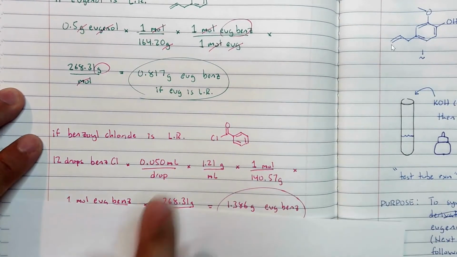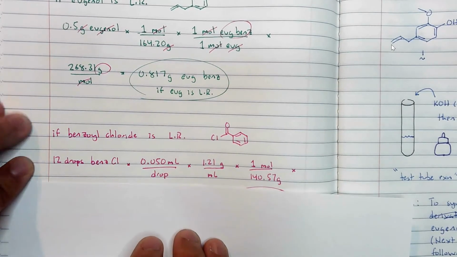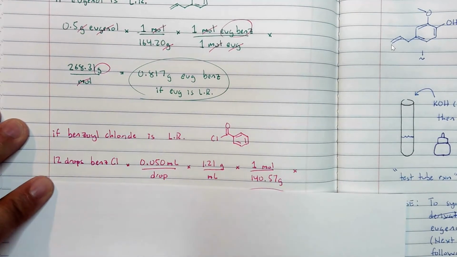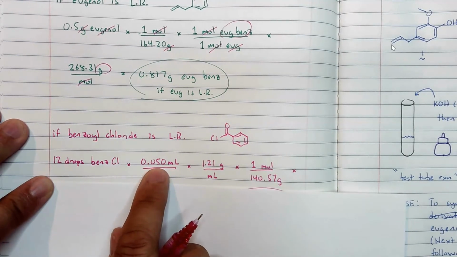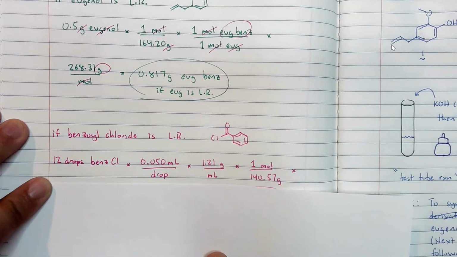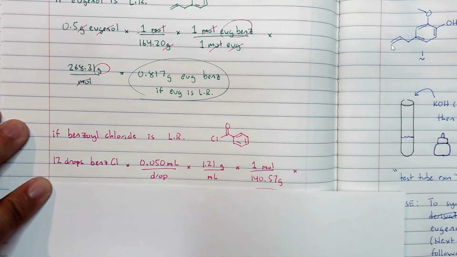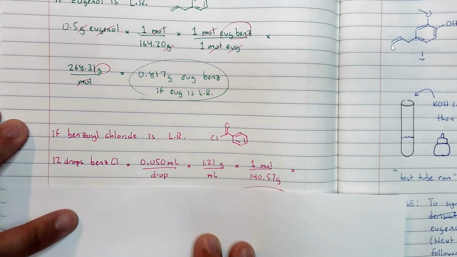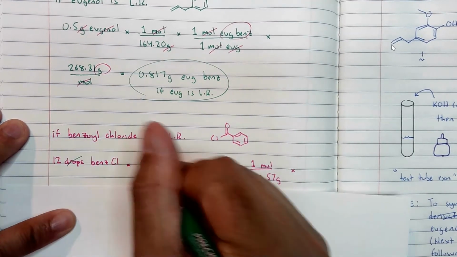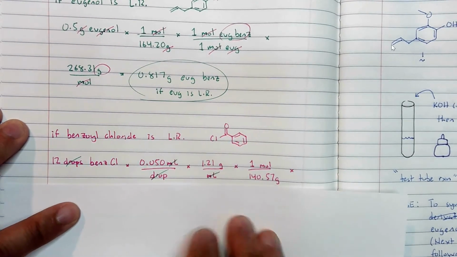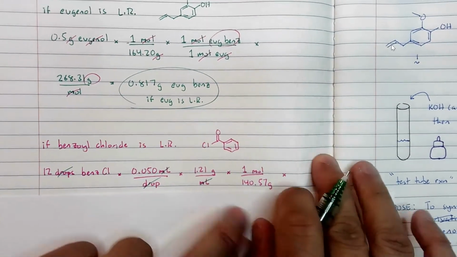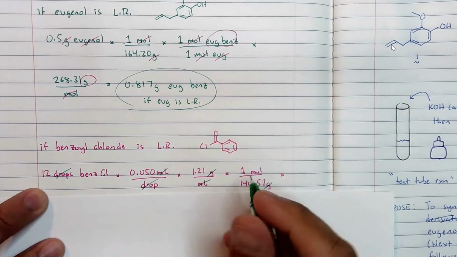Now, if benzyl chloride is a limiting reactant, in the procedure I said 12 drops. And I also put in procedure conversion, because 1 drop is equivalent to 0.050 milliliters. Well, if we want moles and be able to use a mole bridge, I got to get to grams, and then I got to use the molar mass to get to moles. So let me show you how those units cancel out. Drops, drops. Milliliter, milliliter. Grams, grams.